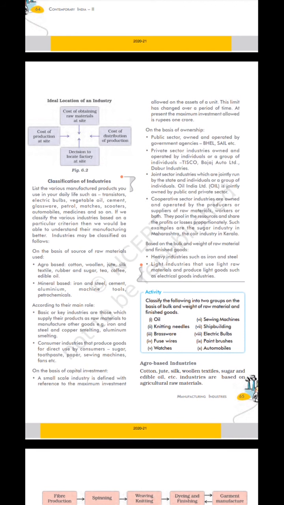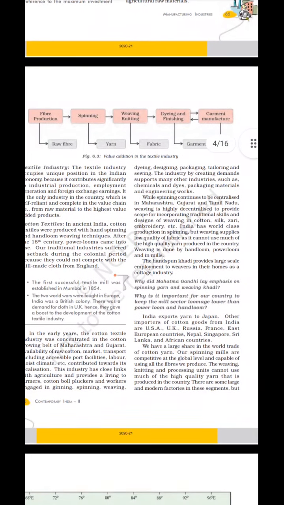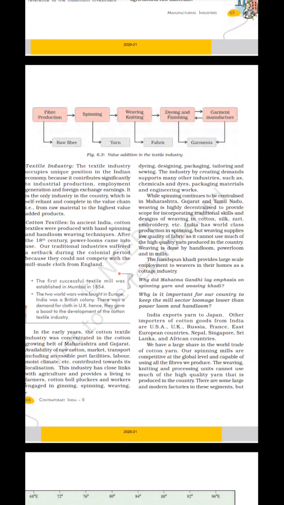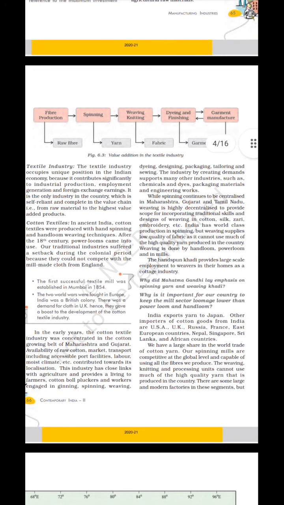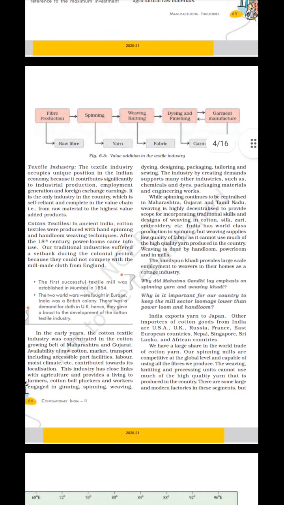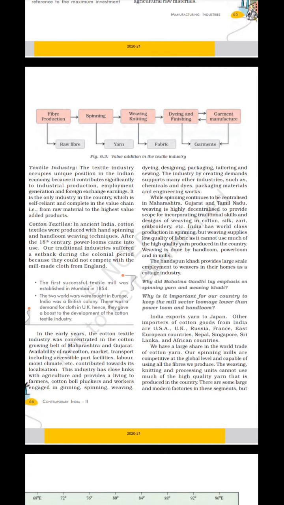Agro-based industries: cotton, jute, silk, woolen, textile, sugar and edible oil, etc. These industries are based on agricultural raw materials. Fiber production: raw fiber, spinning yarn, weaving, knitting, fabric, dyeing and finishing, garments. Garment manufacture. Take a look at figure 6.3, value addition in the textile industry.